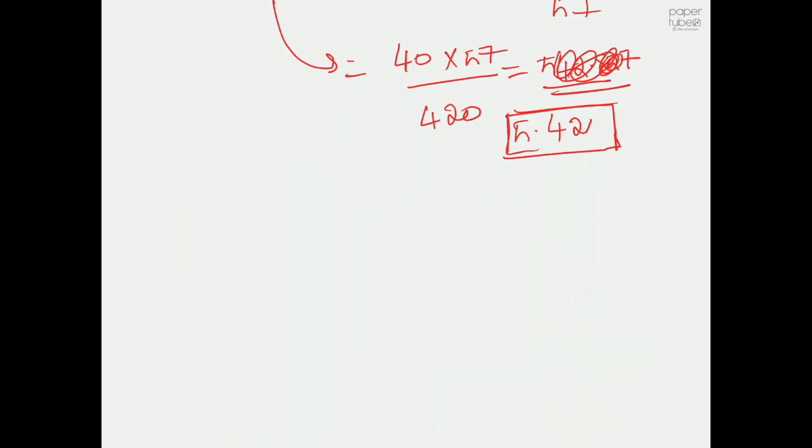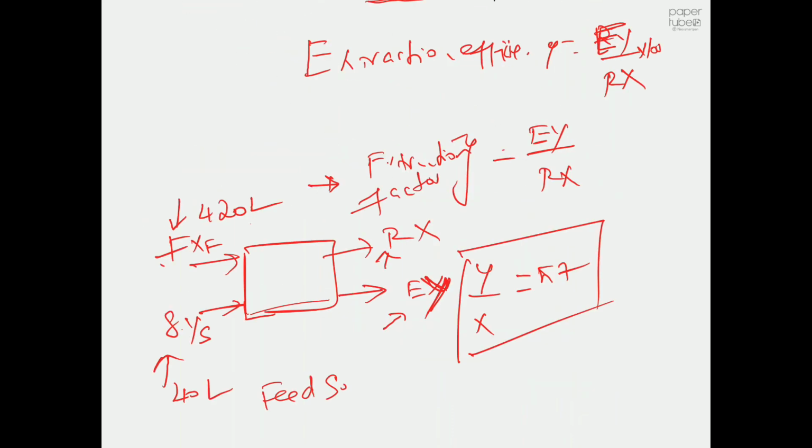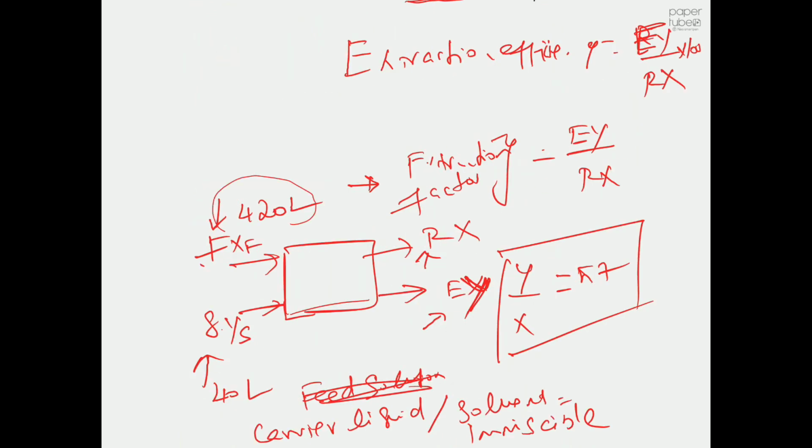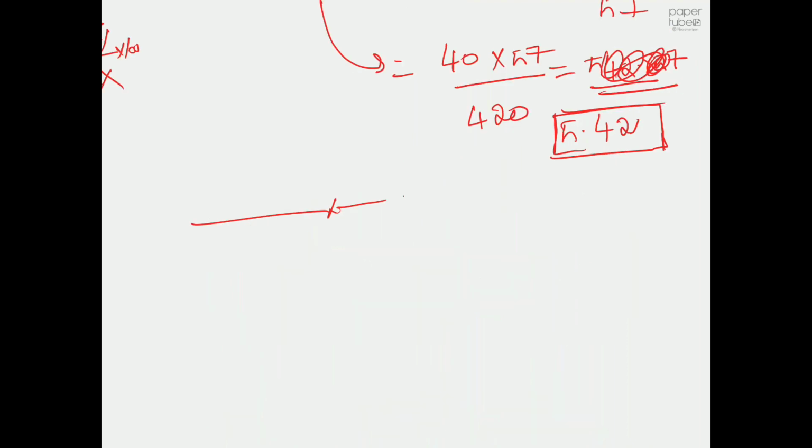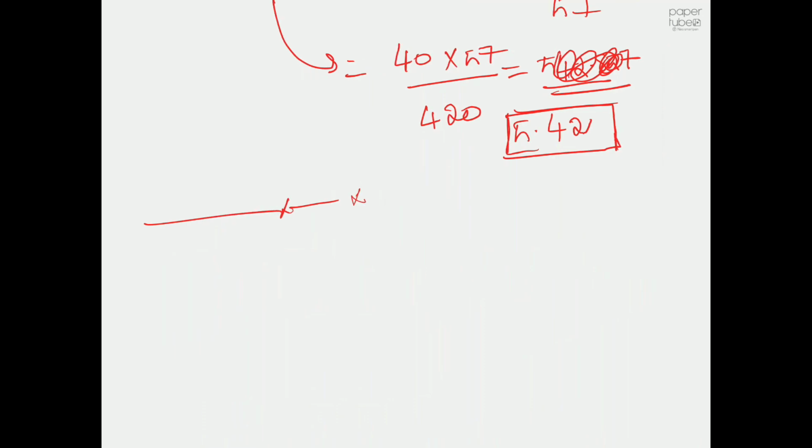I hope you all can understand this one. If you look at this problem, we have a massive amount of feed, 420 liters, and our extracting solvent is roughly 420 by 40, almost 10 times less volume that we are using to extract the penicillin from your fermentation broth. That's why we have a very high value of extraction factor here. I think this is enough.